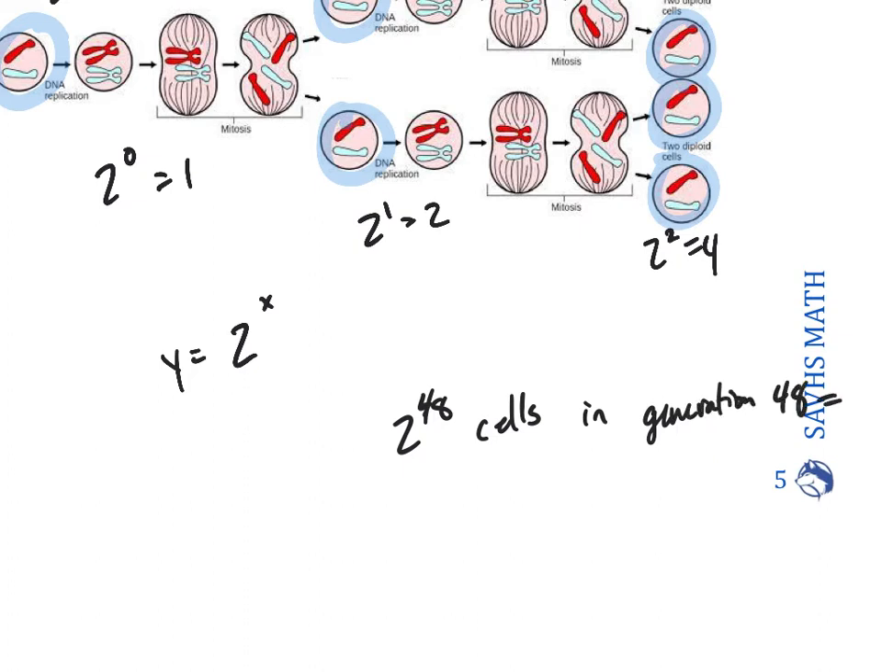Which would be a big number. It's probably scientific at this point. Yeah, it says 2.814 times 10 to the 14. So that's a really big number. But it's kind of cool that you can use exponential growth to talk about how many cells are going to be generated at each step.